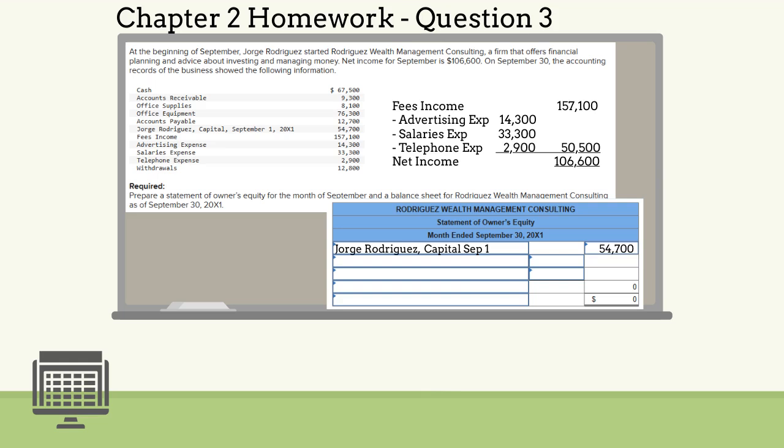Now you need to calculate the net income. That means you find the fees income on the listing of accounts and subtract all the expenses. That is your net income. The income is also listed in the problem. Enter that amount on the statement of owner's equity form. Next, we need to enter the owner's withdrawals on the statement of owner's equity. Don't forget to calculate the ending capital balance.